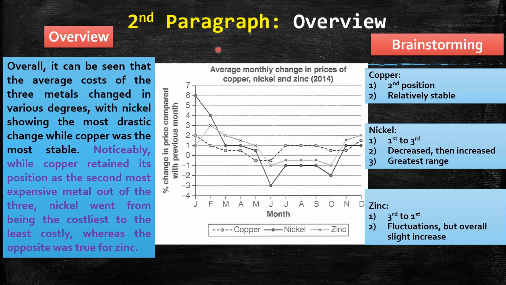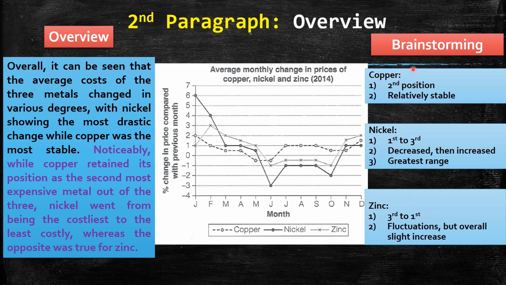The overview. This is the most important paragraph of the writing task 1. So we have already actually done the main part of the overview. What was it? That was the brainstorming part. So remember, these were the brainstormed points that we thought of. So from these points, how many points are there? There are 7 points, 2 to 3 for each of the metals. We will just write 2 to 3 sentences, okay?